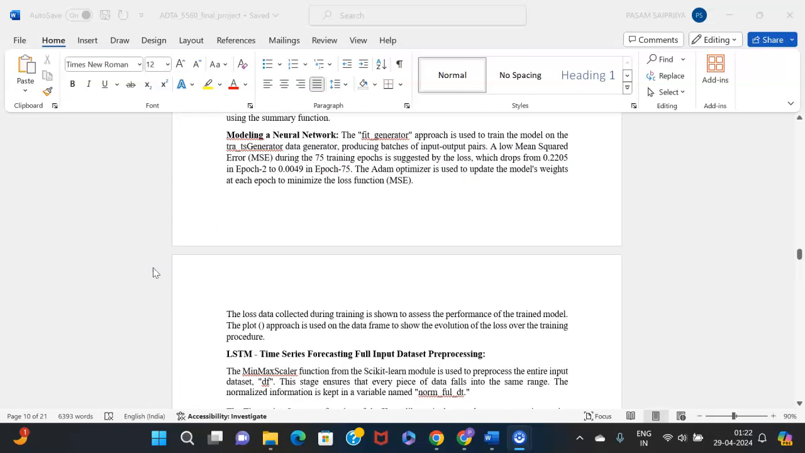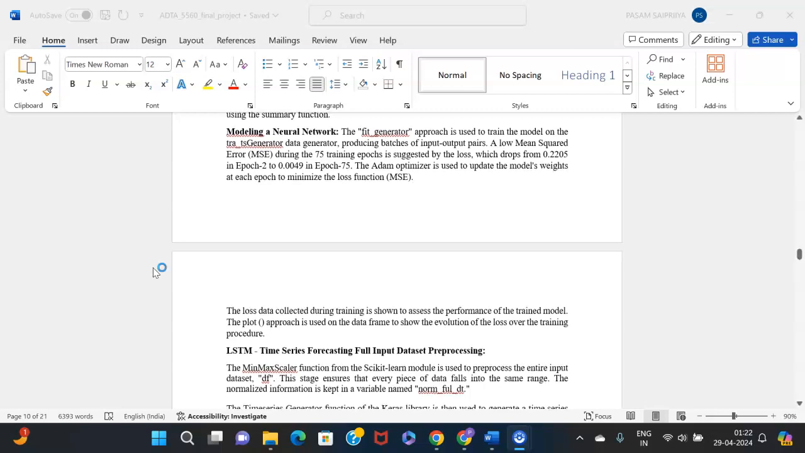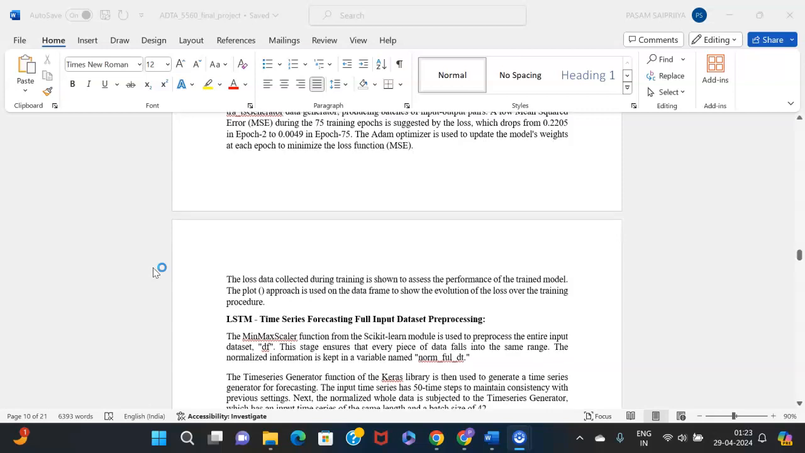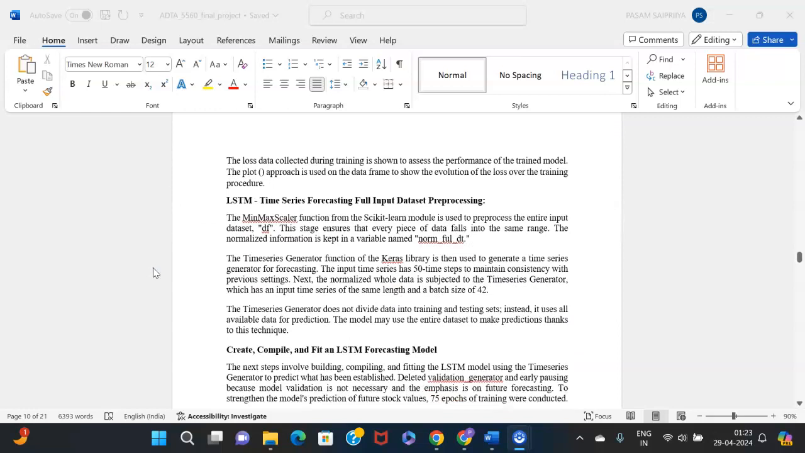Training the neural network. The fit generator approach is used to train the model on the generated data generator, producing batches of input-output pairs. A low mean squared error during the 75 training epochs is suggested by the loss, which drops from 0.2205 in epoch 1 to 0.0049 in epoch 75. The Adam optimizer is used to update the model's weights at each epoch to minimize the loss function.